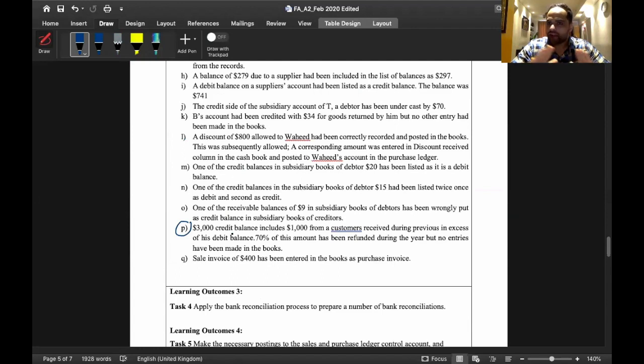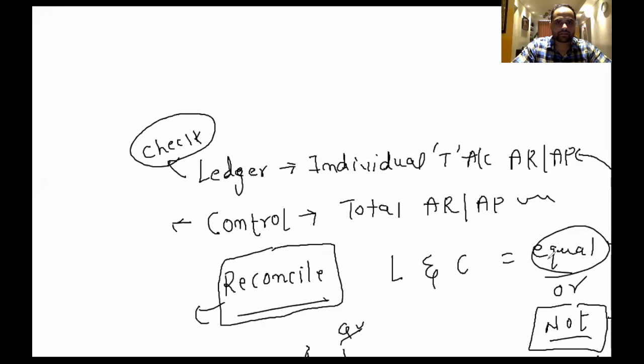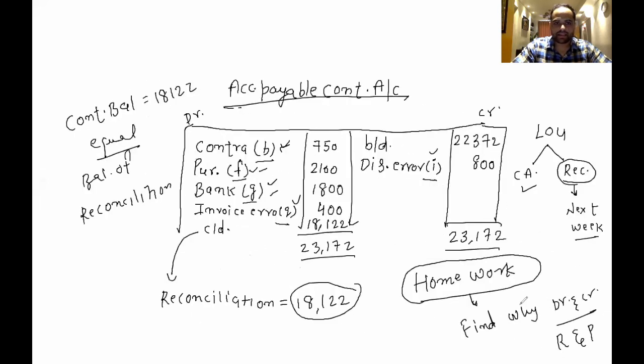So you don't have to prepare individual T accounts. You start your question with control accounts. Yes, that's what I did before. You start your questions exactly like this. This is your question. I'm not preparing any T accounts, right?